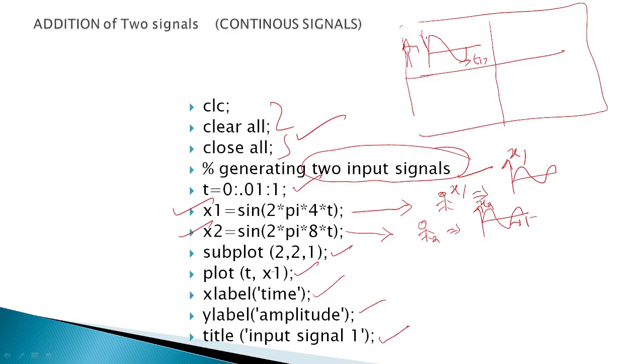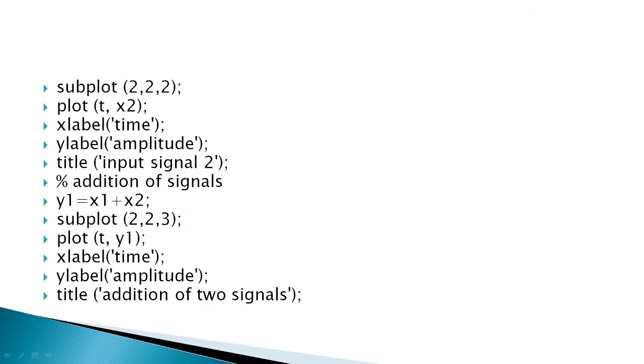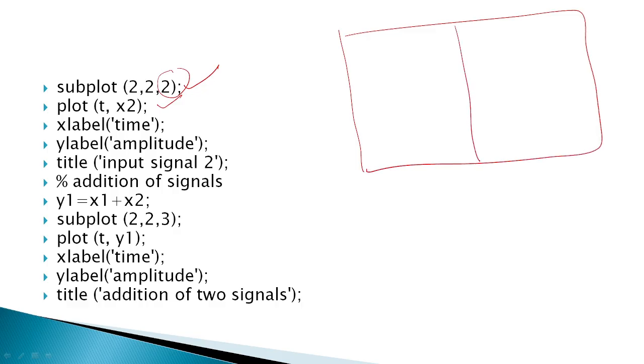So this is the first signal we have generated. Then the second signal, out of 2 rows and 2 columns, that is the second diagram, plot t comma x2. The second signal we need to generate, that is x2 to plot. So this is the second signal, and the two input signals, x1 and x2, are generated here.